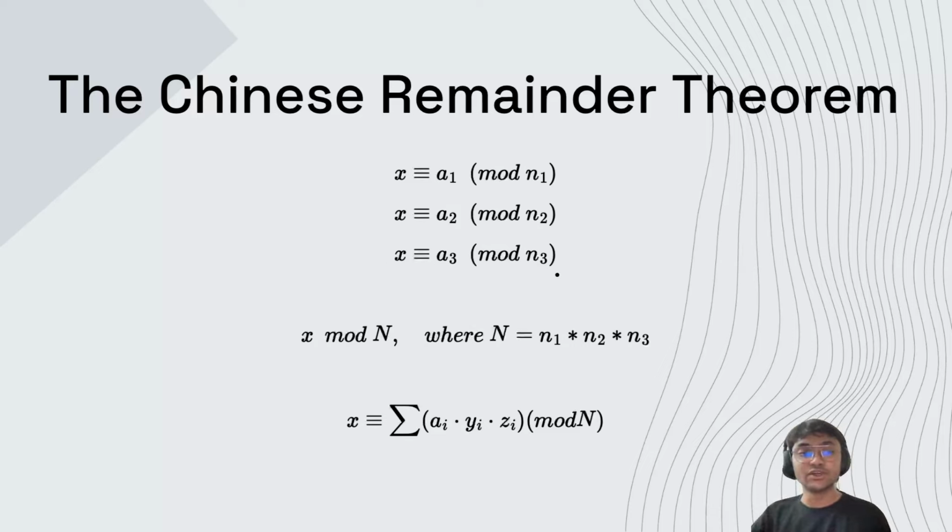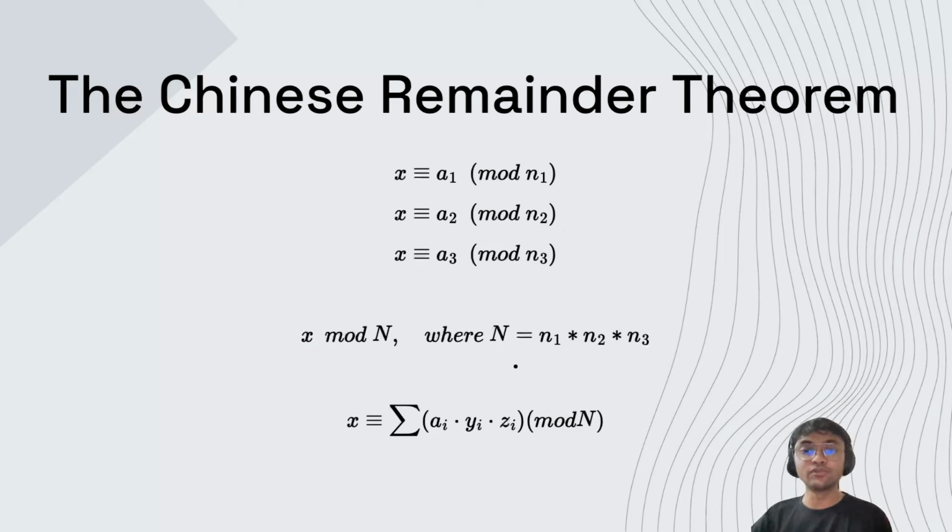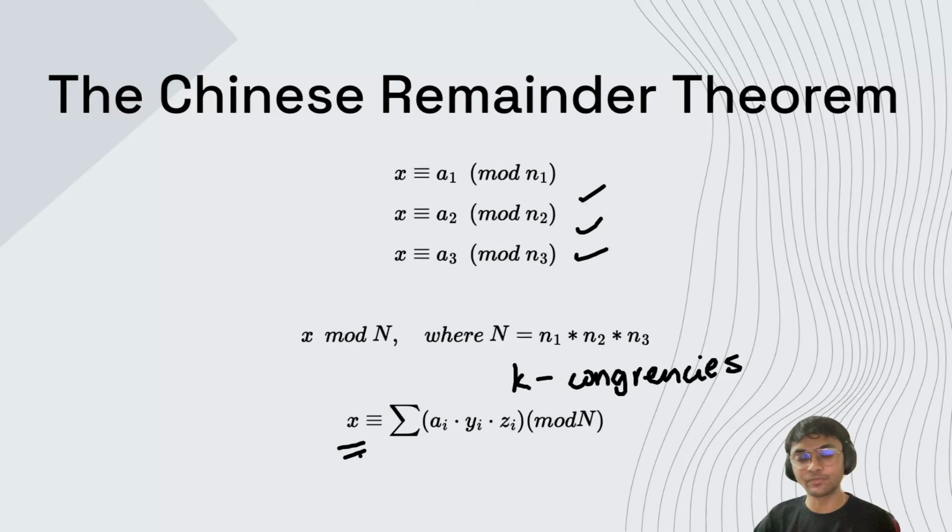Now, CRT, or the Chinese remainder theorem, states that there is one unique solution for the system of equations, which is x modulo n, where this n is the product of all moduli n1, n2, and n3. In general, if you have k different congruencies like these, then the CRT tells us that a unique solution can be found guided by this formula.